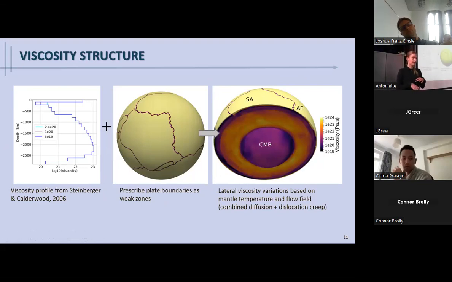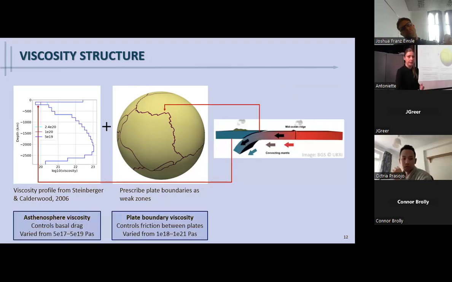But there are large uncertainties in each of the different parameters that go into this viscosity structure. And so what we do in the study is we vary the 2 parameters that we think are most important for the motion of the plates. So on the one hand, it's the viscosity of this layer in the viscosity profile, so the viscosity of the asthenosphere, because it determines the friction between the plates and the asthenosphere below, so how easily the plates can slide across the mantle below.